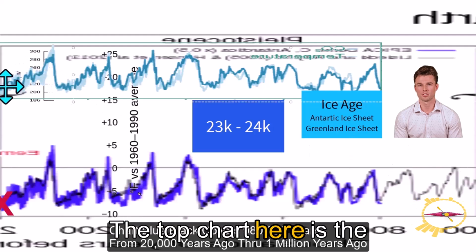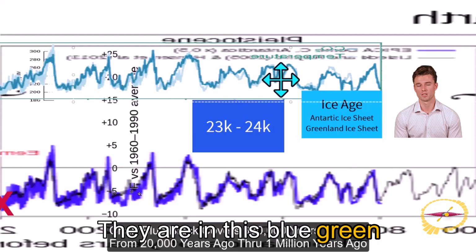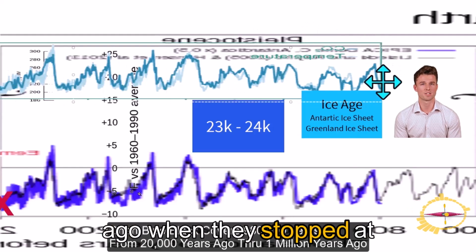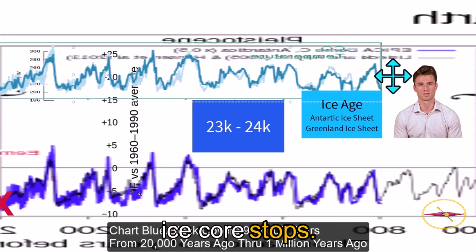The top chart here is the carbon dioxide values. They are in this blue-green color. They go from 20,000 years ago to 800,000 years ago, which is where the data from the ice core stops.